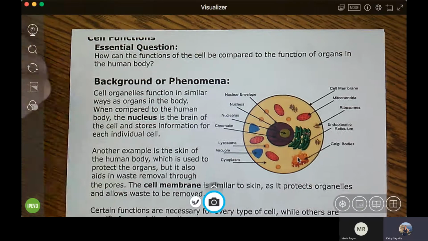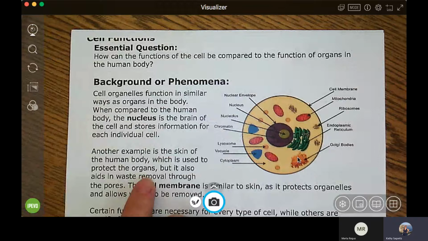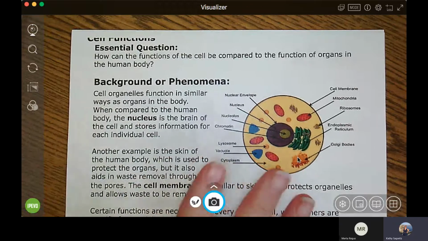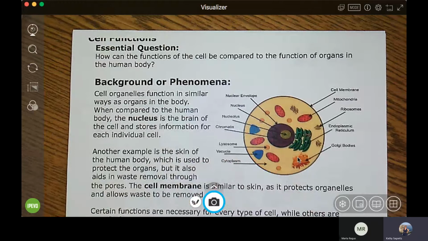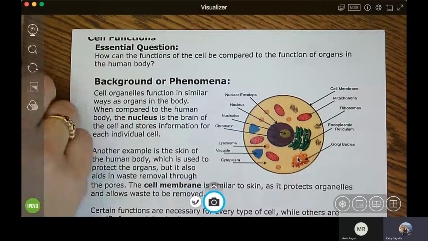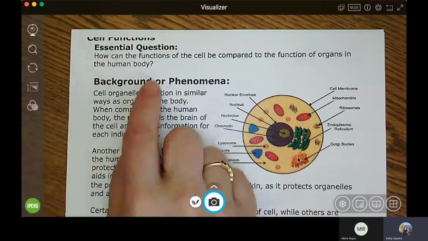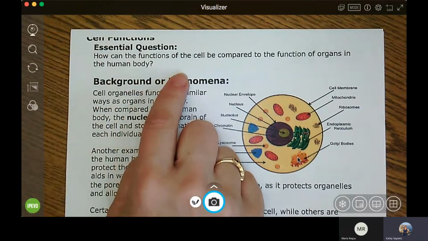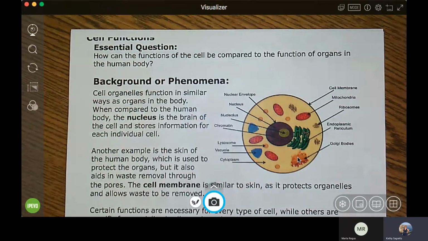So let's take a look at what you're going to be working on today. This is going to help you prepare for what I want you to work on tomorrow. We've kind of done some of this when we were talking about things in class and as we went through the PowerPoint. So today what we're going to be looking at is how can the functions of the cell be compared to the functions of the organs in the human body.